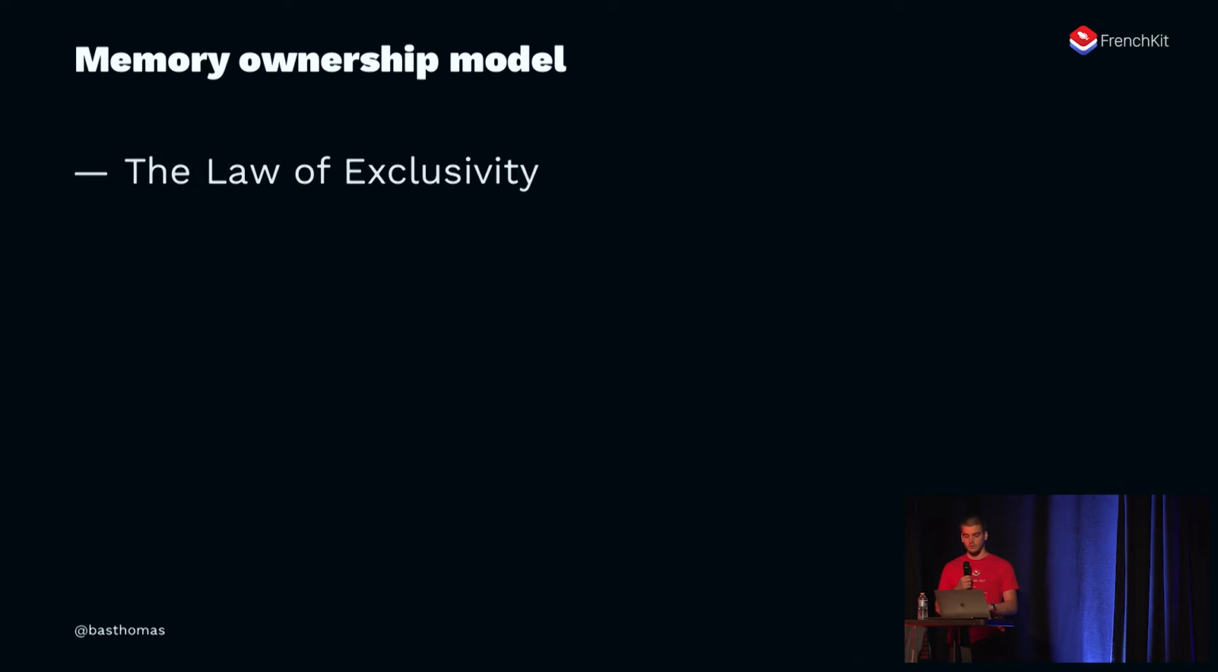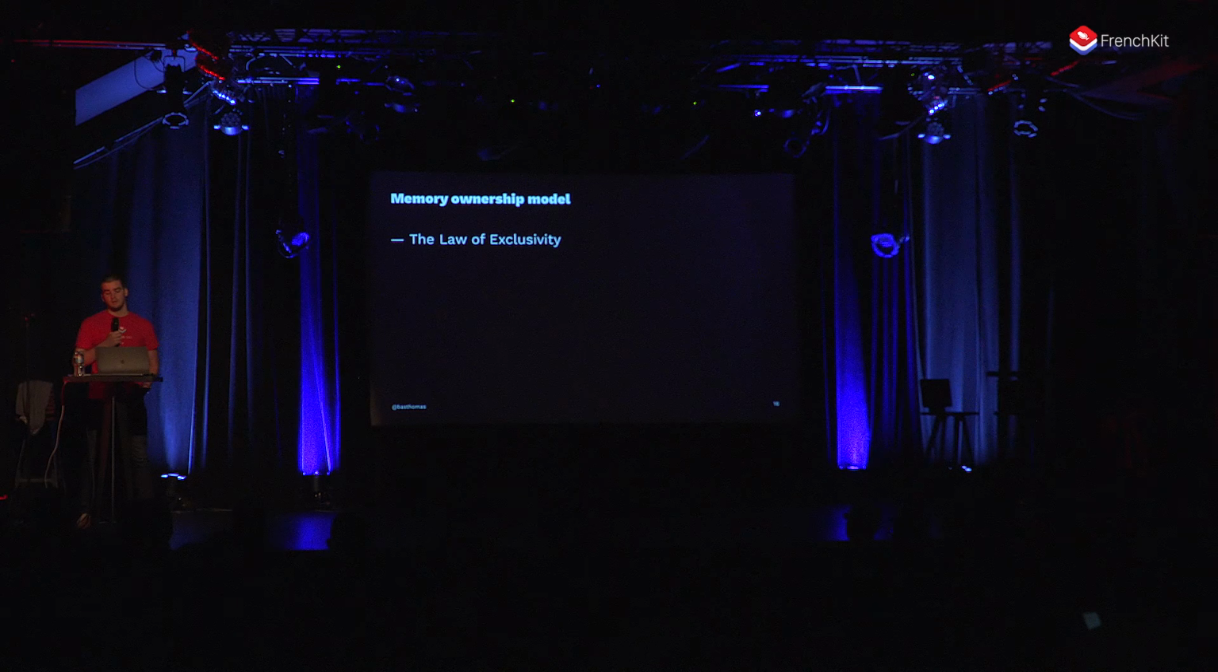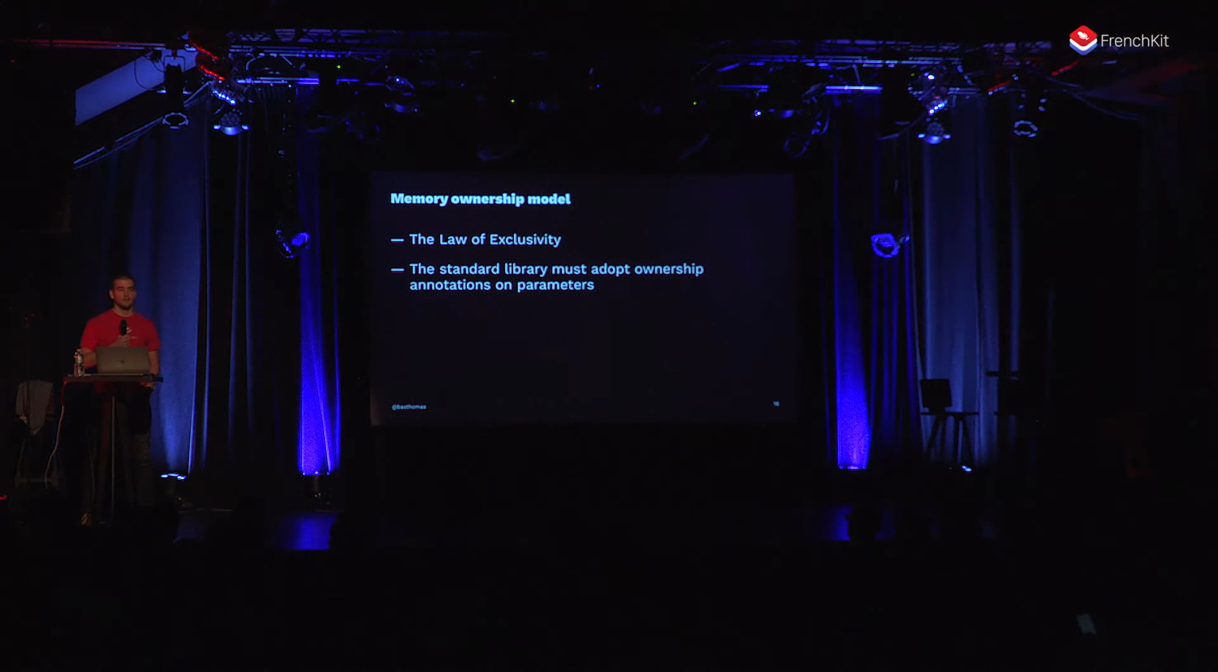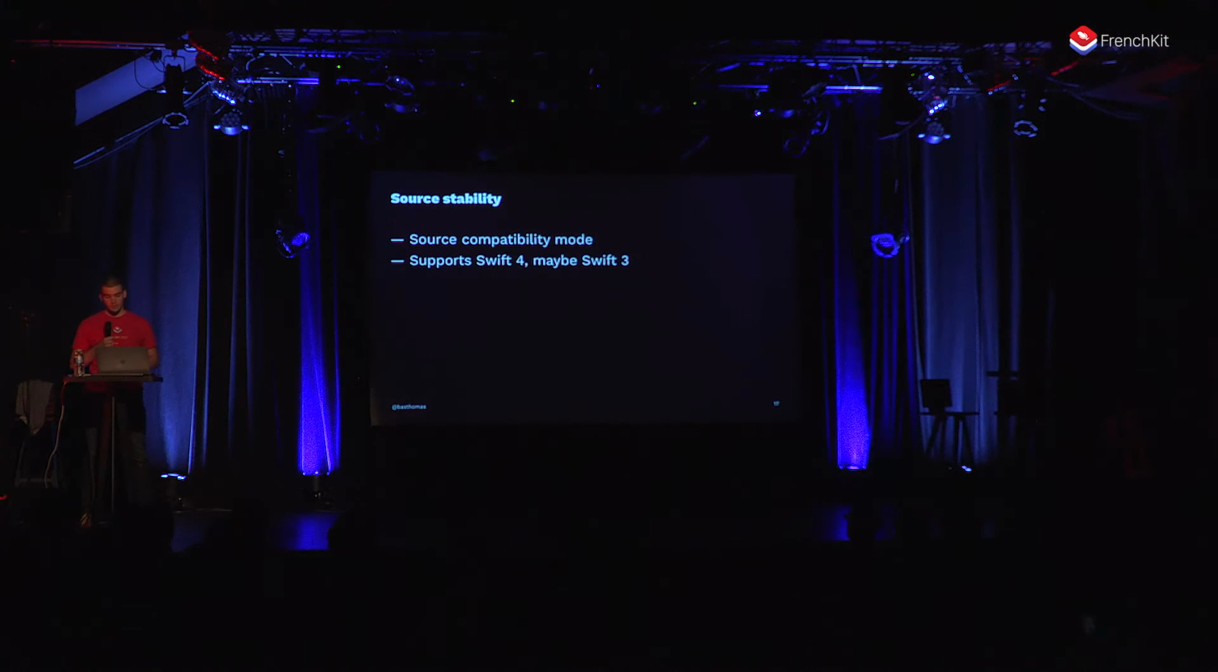So about that memory ownership model, we have the law of exclusivity, which requires variables to be prevented from being simultaneously accessed in conflicting ways. For example, being passed in-out into different functions. This will allow library developers to have some time to adopt this. But more importantly, they will need some time to validate that these annotations that are needed are actually useful, which is also something I will talk a bit more about.